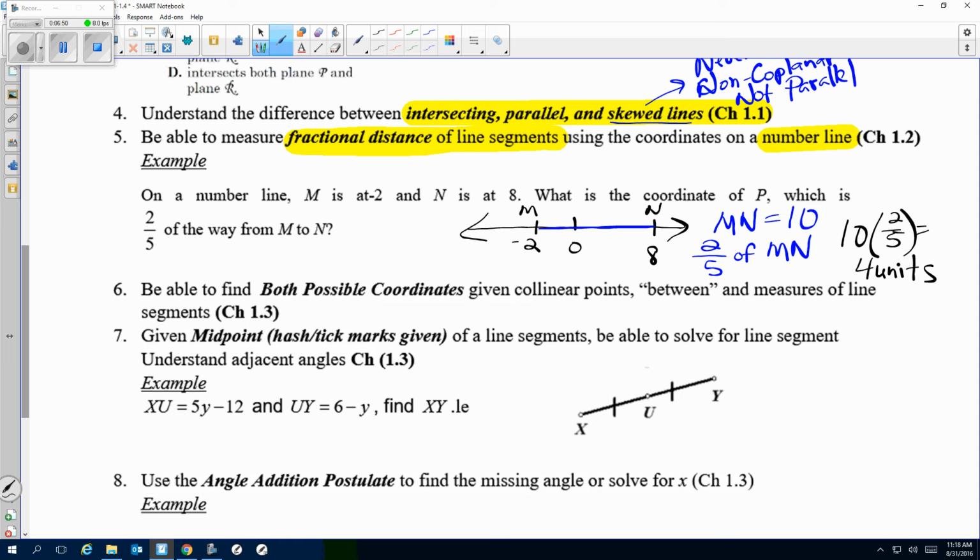Make sure you're answering the question, because on your test they want you to know the coordinate of P. The coordinate of P is not 4. We have to find where P would be if I'm 2/5 away from M to N. So that means I'm moving from N 4 units. Where would I land? Yeah, that would be 2, because it's 4 units right there, right? So the coordinate of P is 2.